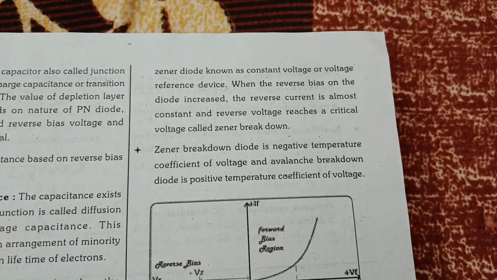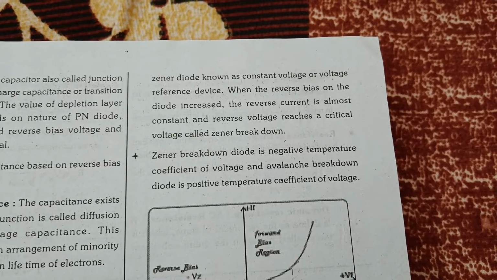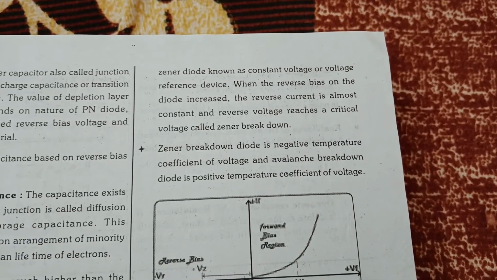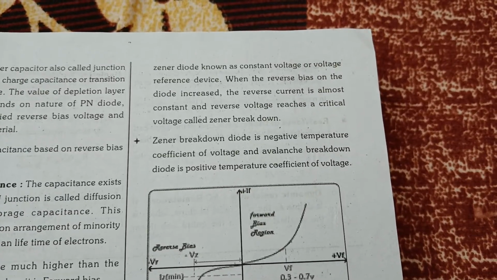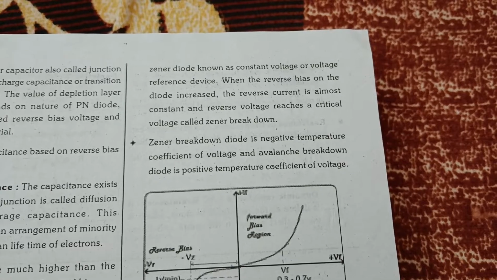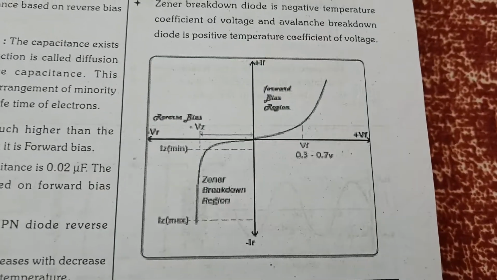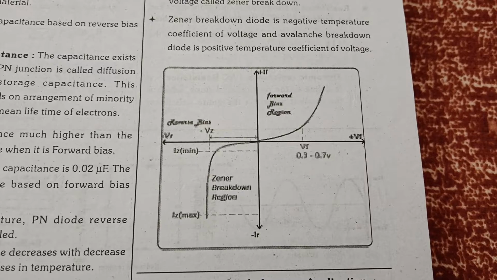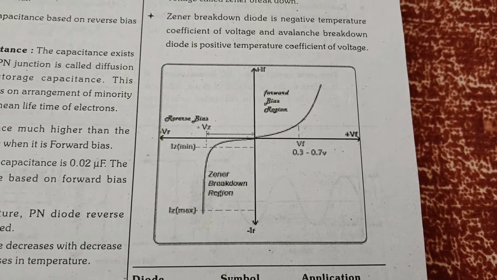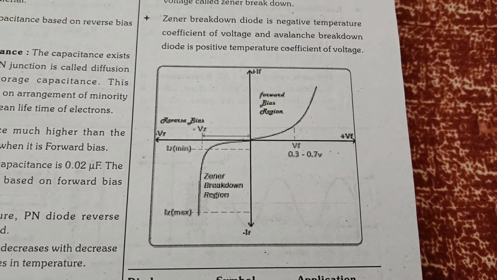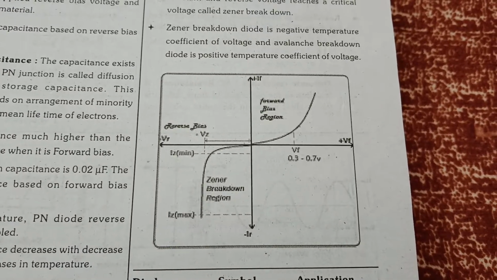When the reverse bias on the diode increases, the reverse current is almost constant until the reverse voltage reaches a critical voltage called Zener breakdown. Zener breakdown diode has a negative temperature coefficient of voltage and avalanche breakdown diode has a positive temperature coefficient of voltage. Zener breakdown region. Forward bias region, reverse bias region.